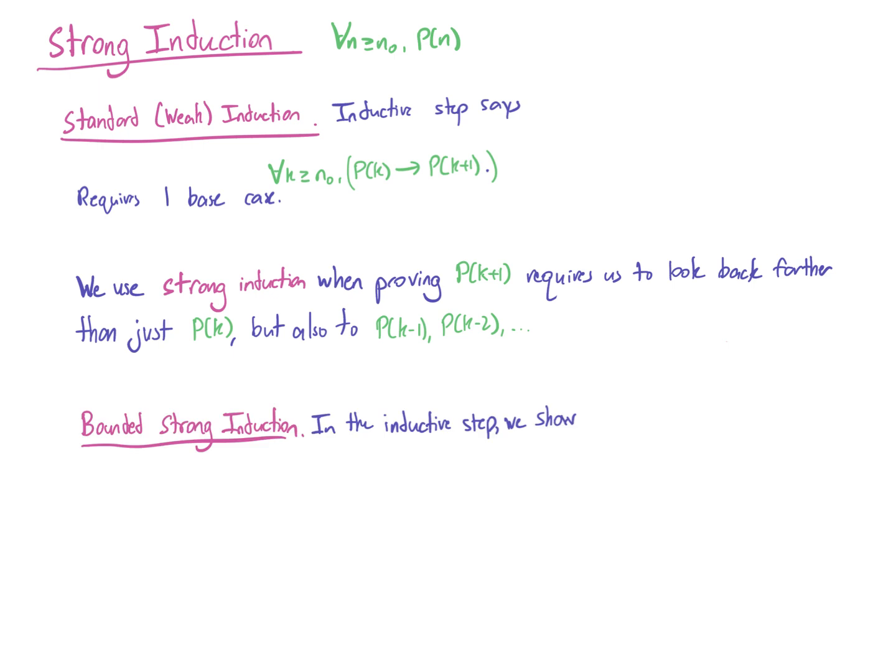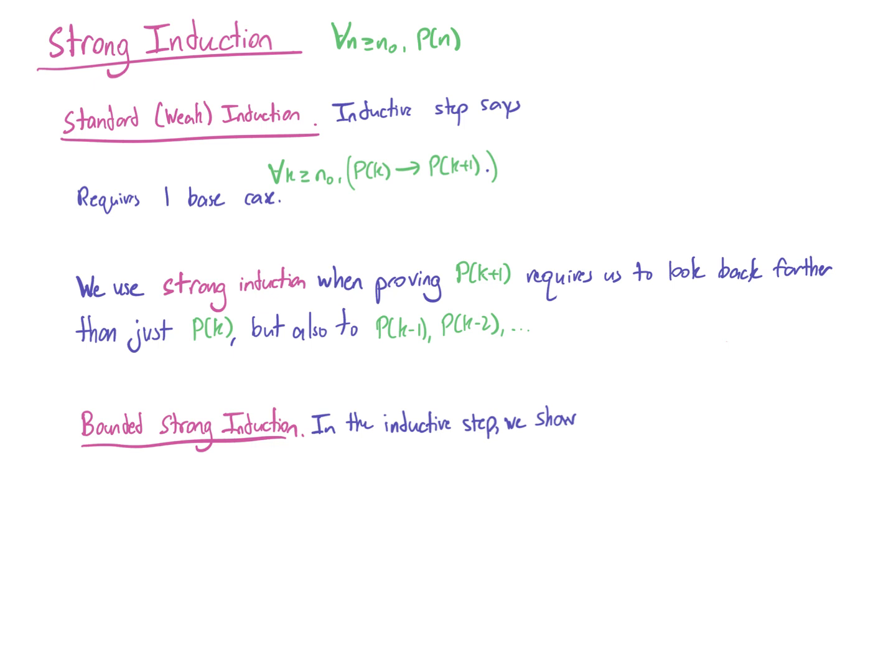So in our first flavor of this approach, our first type of strong induction, we're going to consider bounded strong induction. Bounded strong induction is where I assume a finite number of these previous p of k's to be true, and I'm going to use those in order to derive p of k plus 1. So what does this look like?